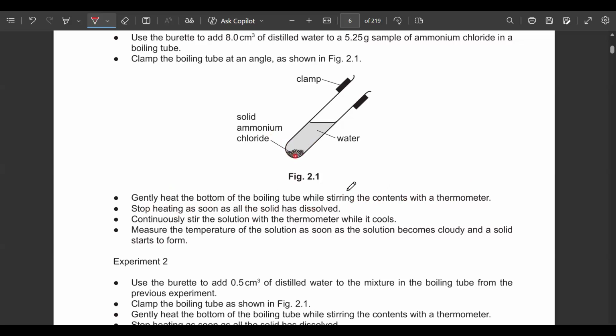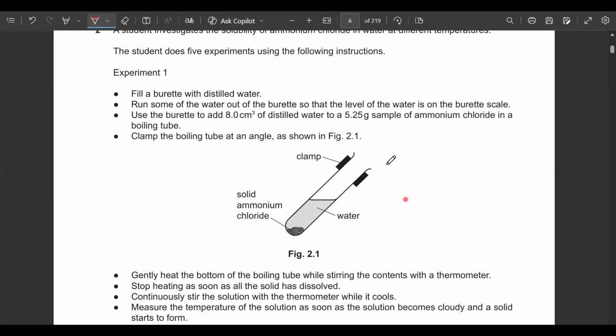So while you will be heating the solid compound, it will start dissolving into the water. Continuously stir the solution with the thermometer while it cools.